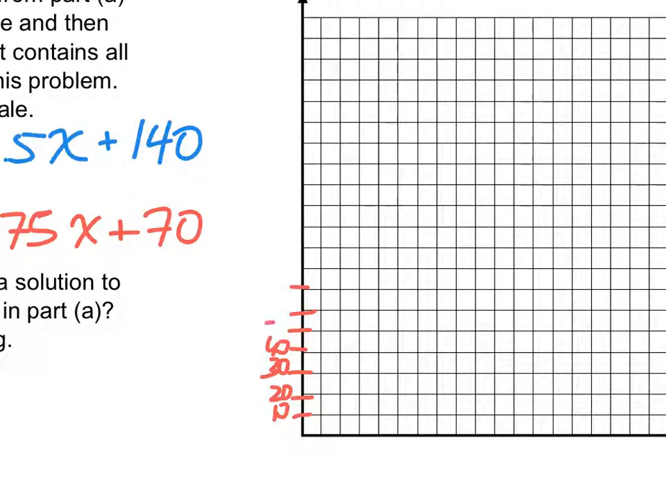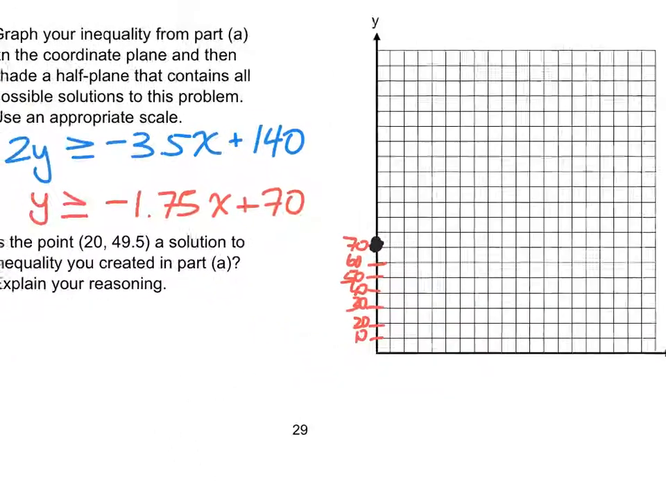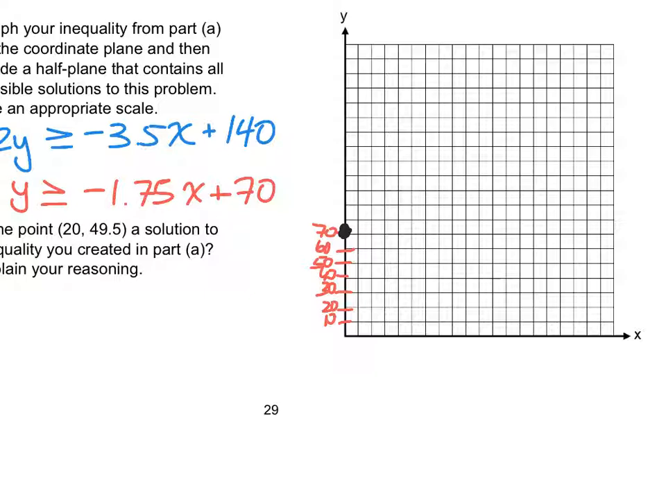You can go by fives if you want to use more of the graph. I still think finding the x-intercept is going to be the better way to go, because if I didn't, then I'd have to count a slope of negative 1.75. Not crazy. I could figure that out in fraction form, but on a scaled graph, it's not the easiest thing in the world.